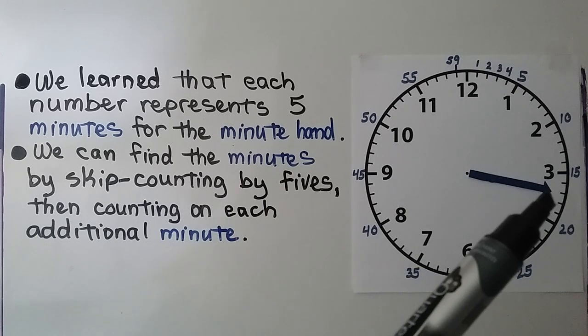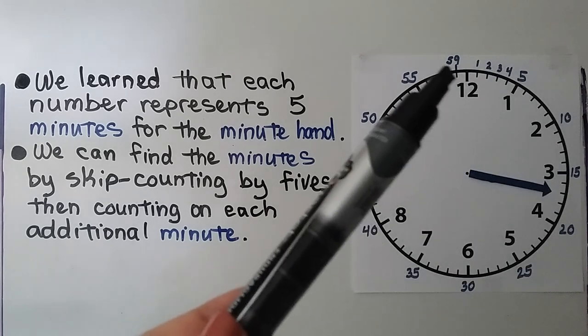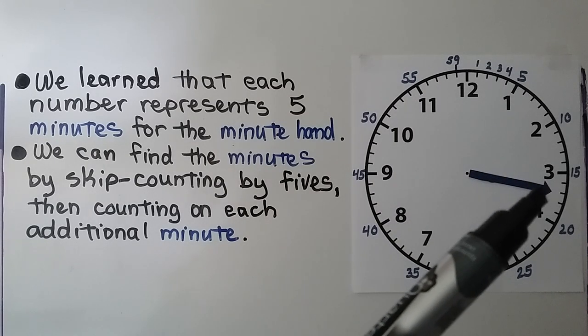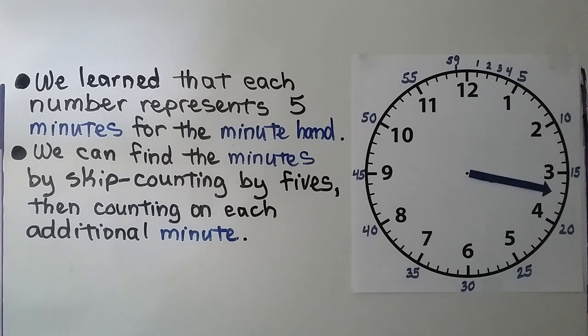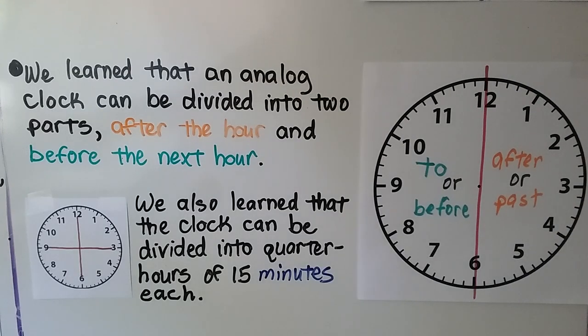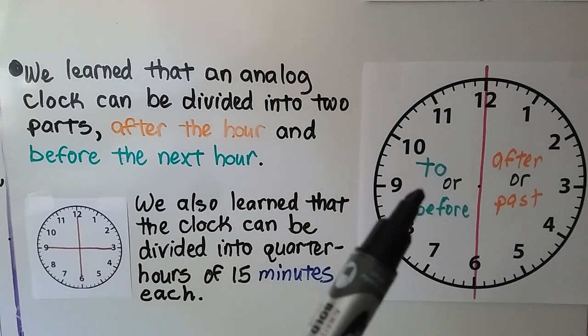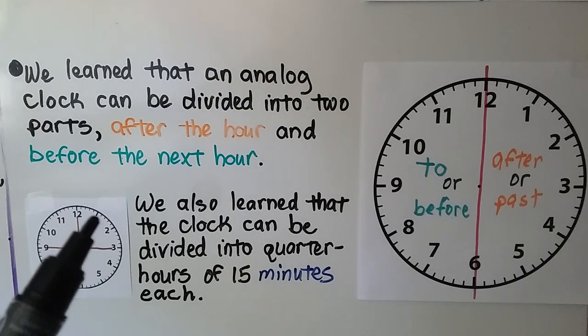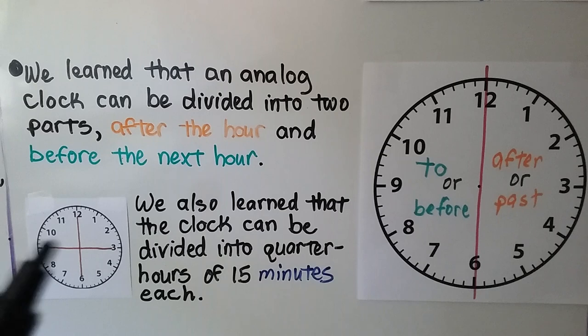So this minute hand is pointing right here. We count 5, 10, 15, then we count on by 1s, 16, 17. So that's pointing to 17 minutes after the hour. We learned that an analog clock can be divided into two parts, after the hour, or past, and before the next hour, or to. We also learned that the clock can be divided into quarter hours of 15 minutes each. So that's a quarter, that's a quarter, that's a quarter, that's a quarter. That's 1/4, 1/4, 1/4, and 1/4.